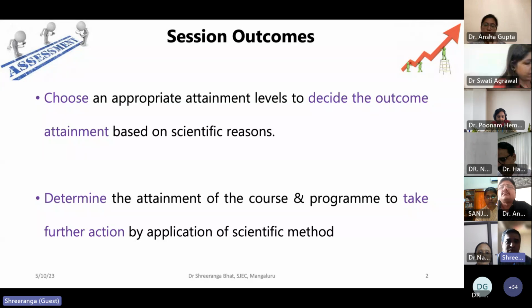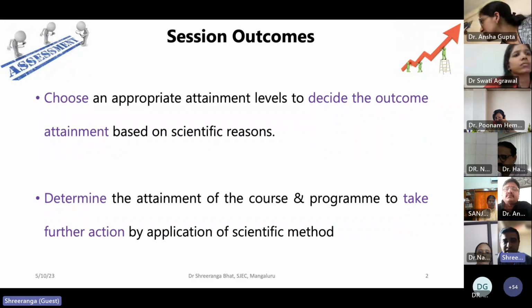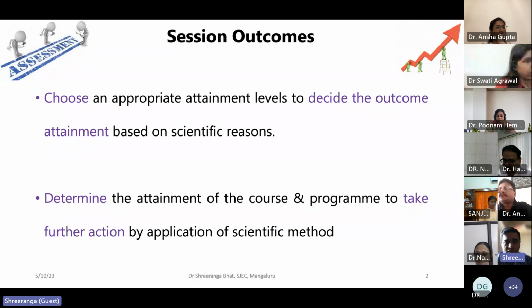The session outcome over here is to choose appropriate attainment levels to decide the outcome of the attainment based on scientific reasons. What matters a lot, as we have seen over the period of time, is that when the statutory bodies visit, they are more interested to see the rationale behind the methodology which we have adopted, rather than the statistical tools and techniques or software that has been used. So if you have a robust reason for the methodology which we have adopted, we'll be in a better position. That is the first expected outcome of this session.